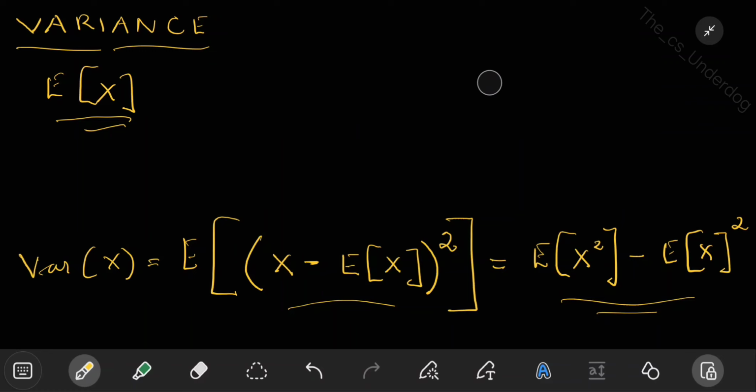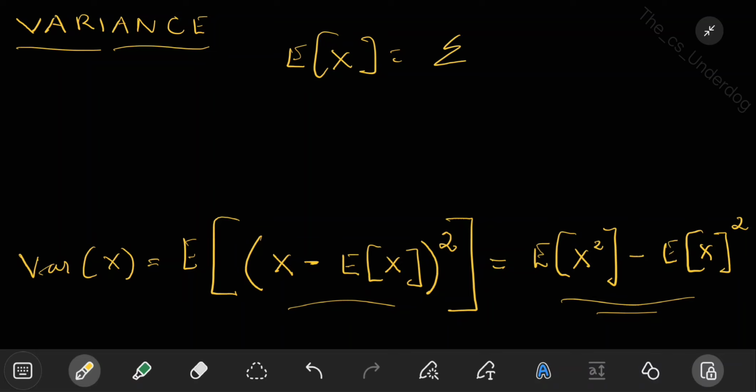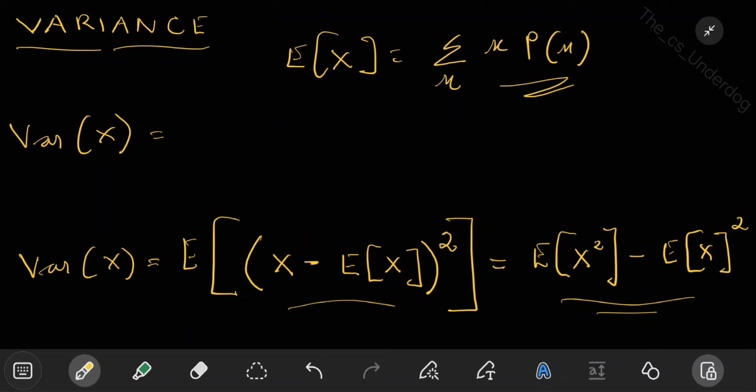Instead, if you simplify it, we know that the formula of expectation of x is summation over all x into p of x. This is the formula for expectation of x. If you apply this into this variance formula, then you will reach here. That is, variance of x is equal to summation from i equal to, let's say there are n points in total, so i equal to 1 to n, right? For each of the i, what do you have to do? You want to find expectation of this value, that is the difference of that value from the mean.